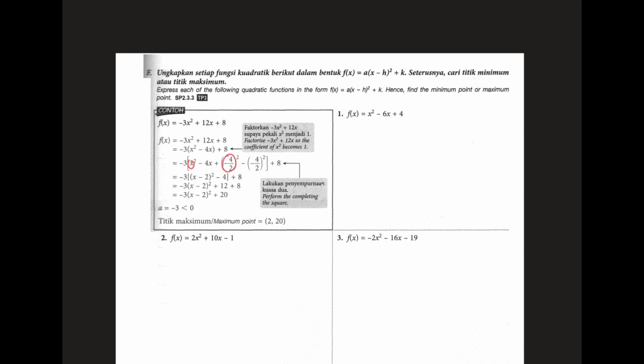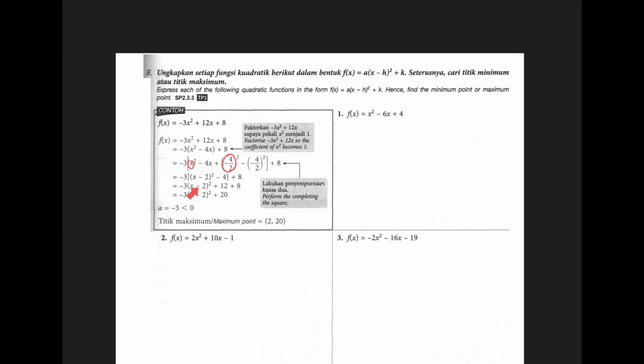They take this without power 2, take this without power 2. So this one, x, put here. Minus 4 over 2 is negative 2, they put here. Then they put bracket and square. And this one, expand it. Minus 2 power 2 is 4. Minus 4 at the end. So that's why you see minus 4.